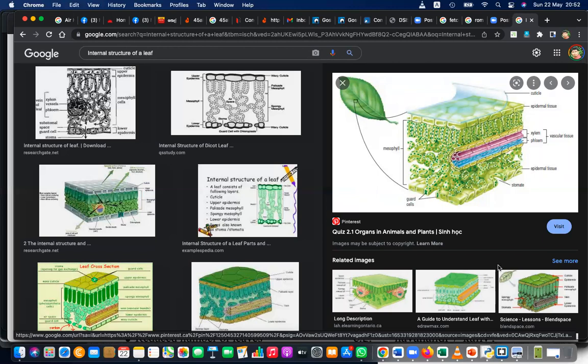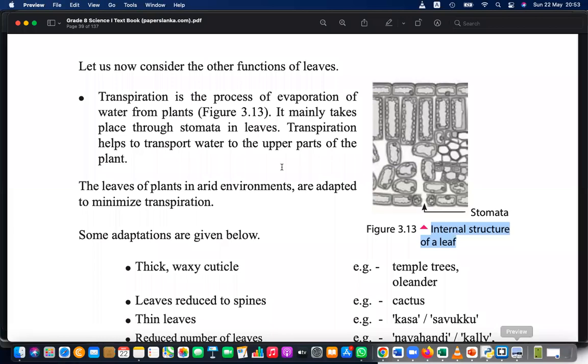It helps evaporation. So if you see a leaf in the early morning, you will be able to find small water bubbles underneath the leaf. But you have to check in the morning before it evaporates, right? Otherwise, you will not see them, because when the sunlight comes, it evaporates. Transpiration helps transport water to the upper parts of the plants.